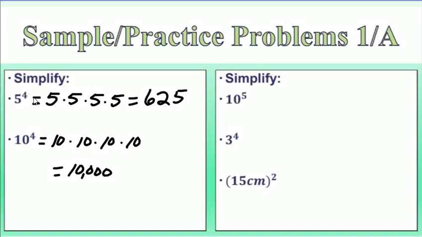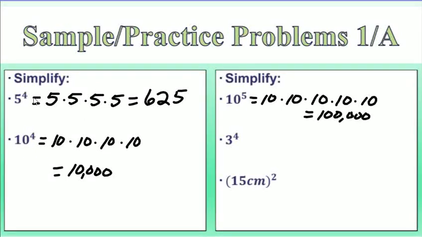10 to the 5th, I would have 5 zeros, and that would give us an answer of 100,000. And then 3 to the 4th, use the base 3 4 times. 3 times 3 is 9, 3 times 3 is 9, 9 times 9 is 81.